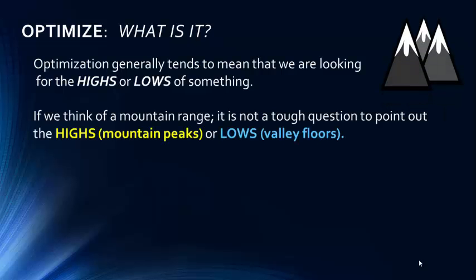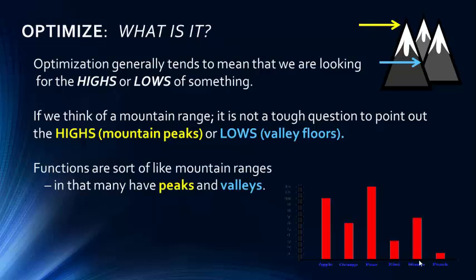If we think of a mountain range, it's not a tough question to point out the highs, which are the mountain peaks here pointed to by the yellow arrow, or the valleys, which are pointed to by the blue arrow. It's really easy to see, right? The high is the top of the mountain, the low is the valley and the floor. Functions are sort of like mountain ranges, and here's a graph of a function in that they may have many peaks and valleys.